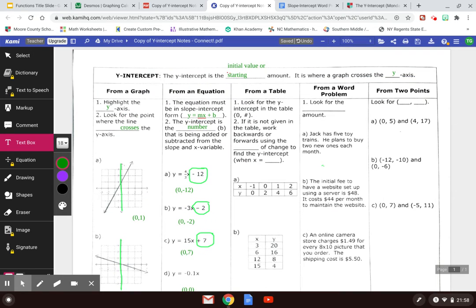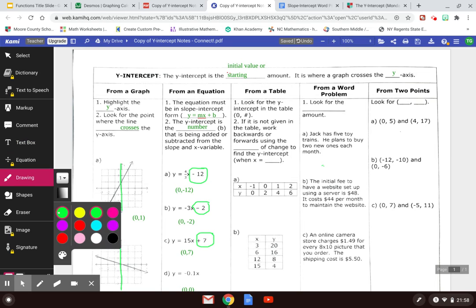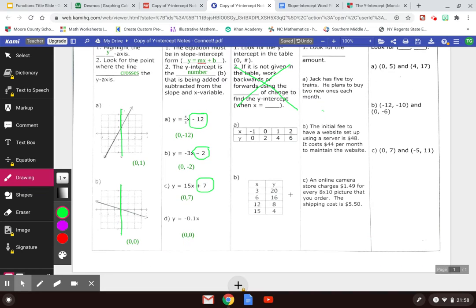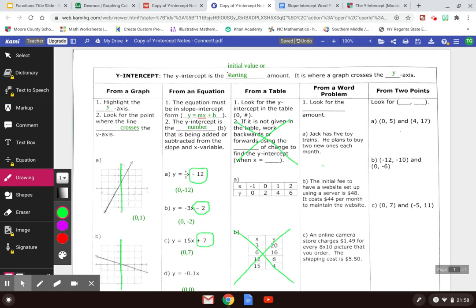All right, now if your y-intercept is represented from a table, what I want you to do is number 2, cross out, because we're going to do another lesson that addresses that specifically, and table B, cross out. Okay, we're going to do those in a separate lesson. So just look at the top where it says from a table.